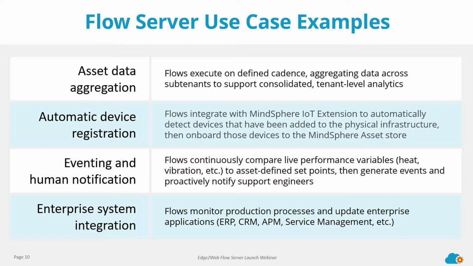You can create these aggregations across subtenants. We have one user in particular that has a whole bunch of subtenants, and they're using Flow Server to aggregate what their subtenants are doing so that they as an organization have a top level view of what's going on. And you can do that for raw data. You can do that for tenant level analytics. So lots of flexibility there. And that is what one of our early Flow Server customers is doing.